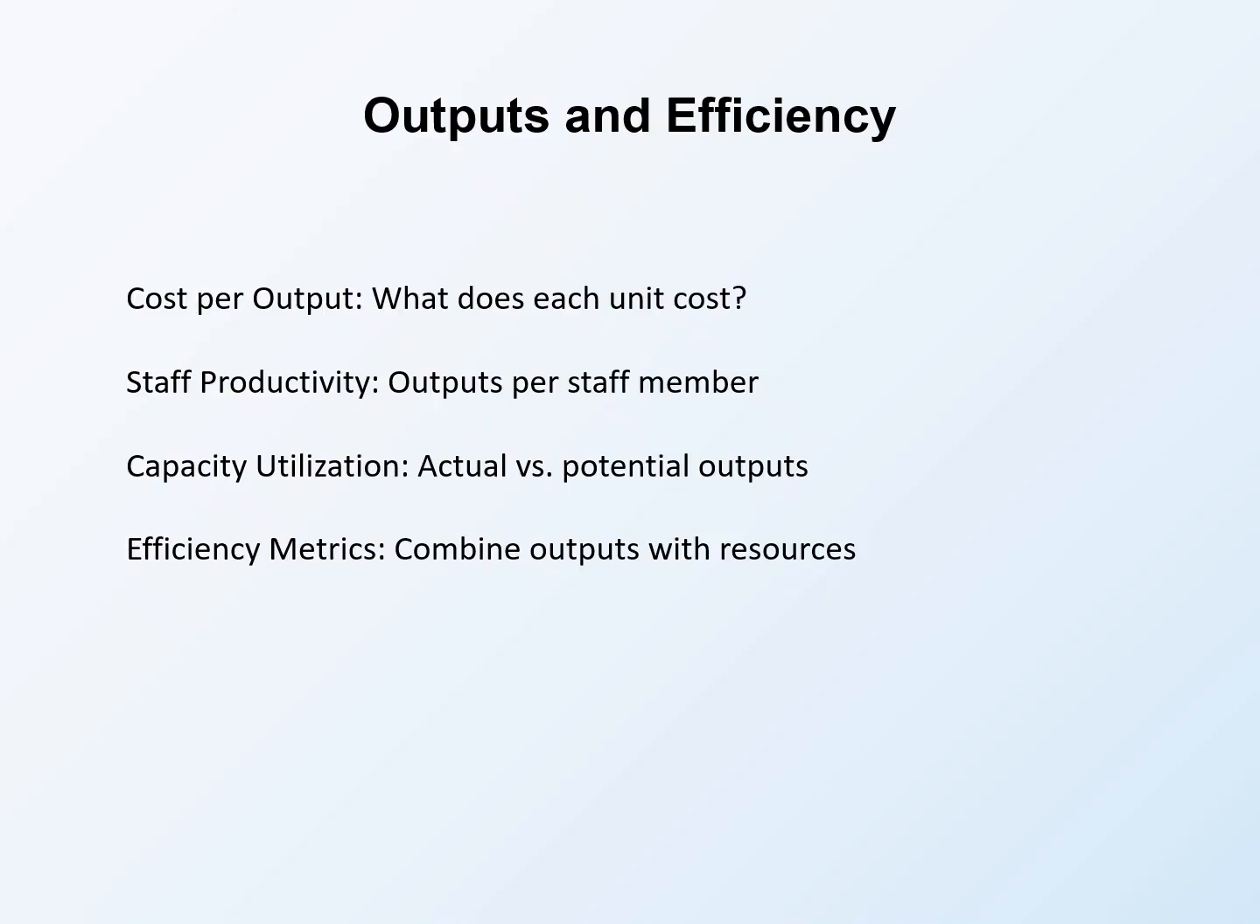If you could serve 200 but only served 150, capacity utilization is 75%. This identifies room for expansion or need for enhanced outreach. Efficiency metrics combine outputs with resources to assess how effectively resources convert to services. Funders increasingly want to understand efficiency alongside effectiveness.